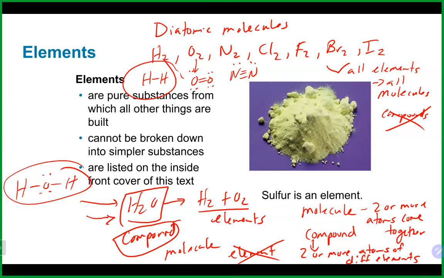And if it is, it's a molecule. In order for something to be a compound, you need at least two different elements involved. Any questions on the differences there?